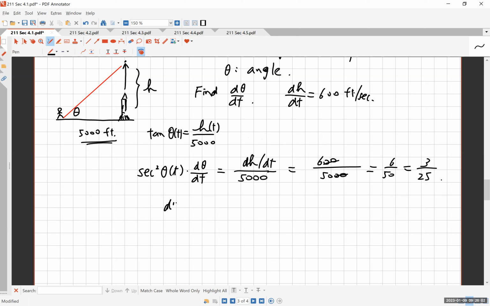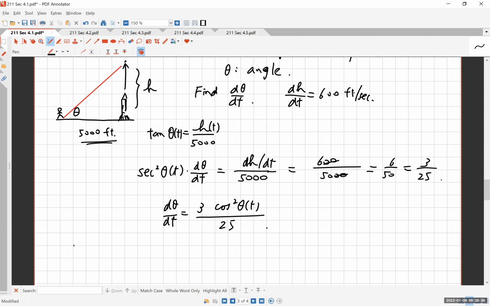Why not simplify this, right? So d theta dt turns out to be, let's divide both sides by secant square, which is equivalent to multiplying both sides of the equation by cosine square. So you get cosine square times 3/25. Why don't we just write it as 3 cosine square theta all over 25. And that's really the answer, right?